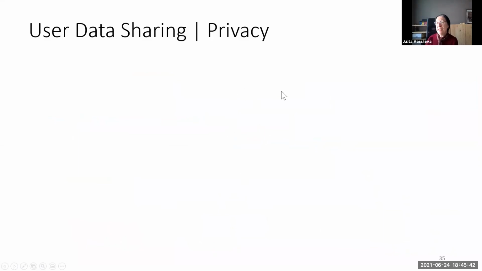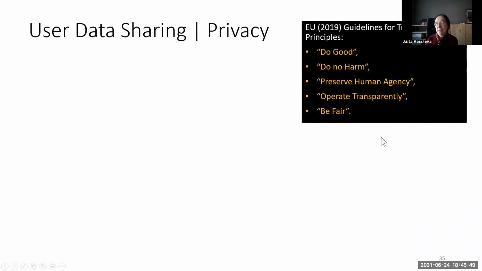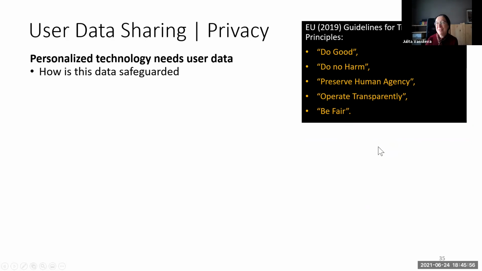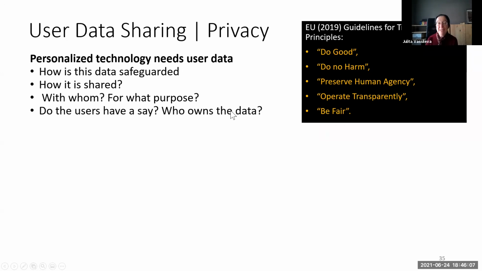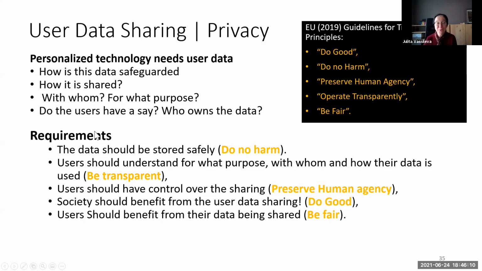Finally, about user data sharing and privacy. I think this is a very important issue for our community. Generally, the ethical guidelines for trustworthy AI are based on all of these principles. To share user data, we need to make sure that it's shared safely with people who are allowed to use it and for purposes which are ethical. And users should have a say, or they should trust authorities to watch on their behalf how their data is shared. So these are a set of requirements for user data sharing.